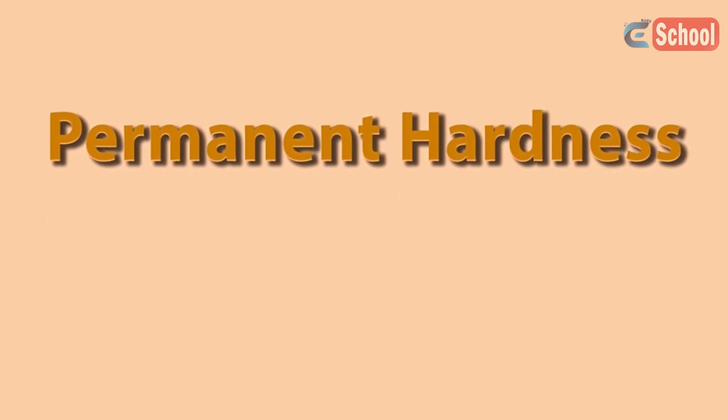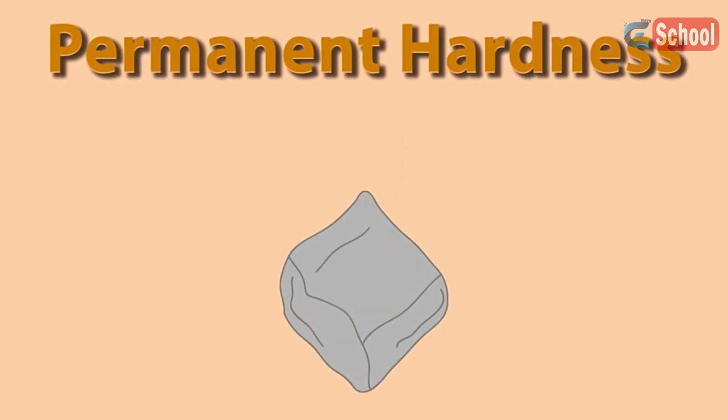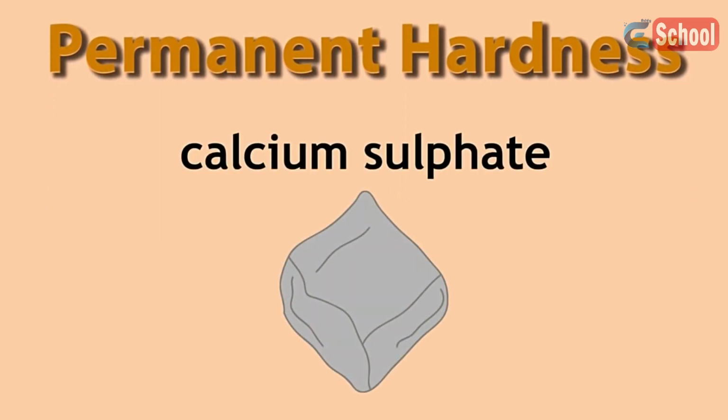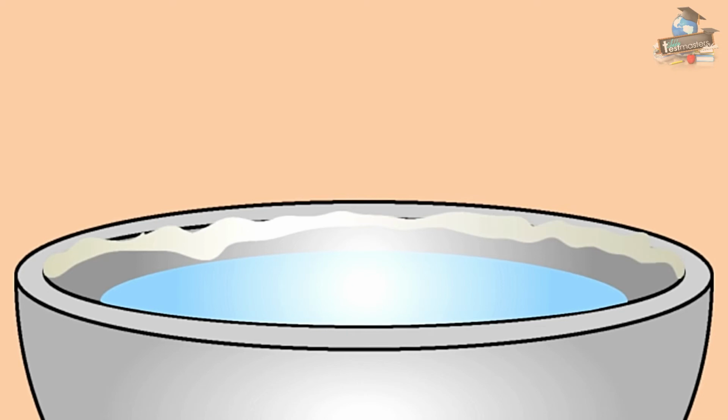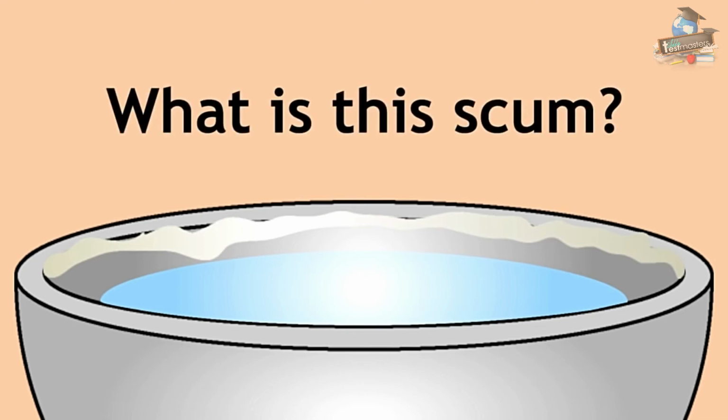Another form of hardness is called permanent hardness, which comes from rocks containing gypsum, which is calcium sulfate. In this case you do not get limescale, but you still of course get a scum with soap. So what is this scum?